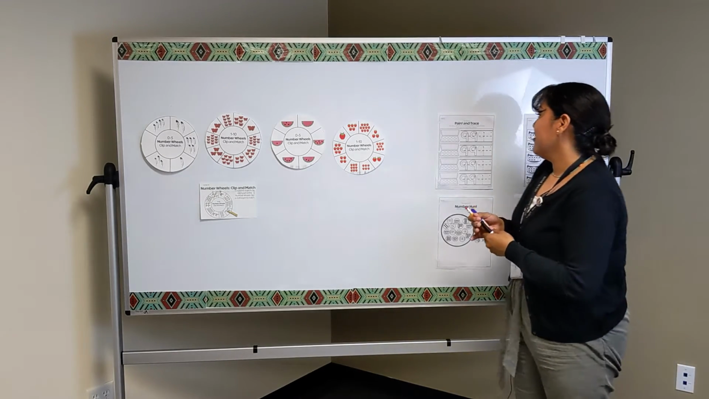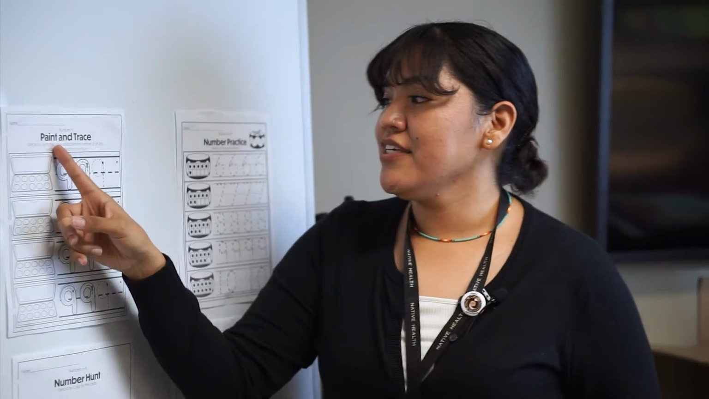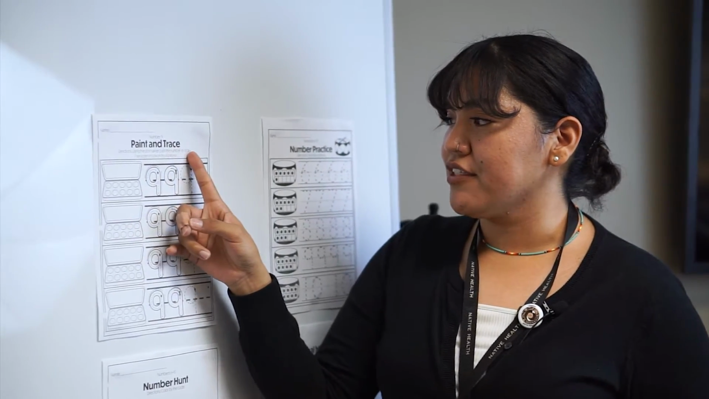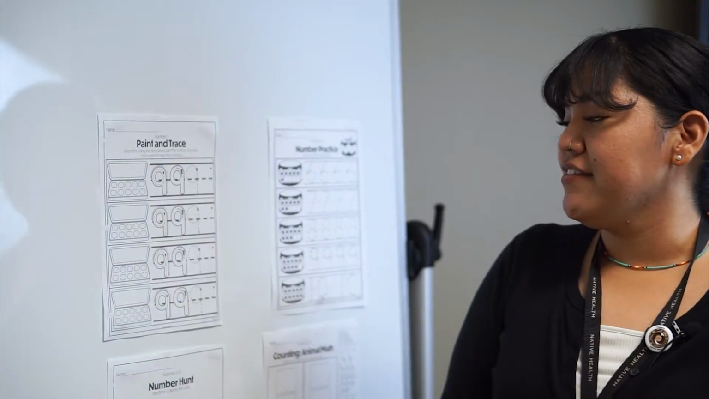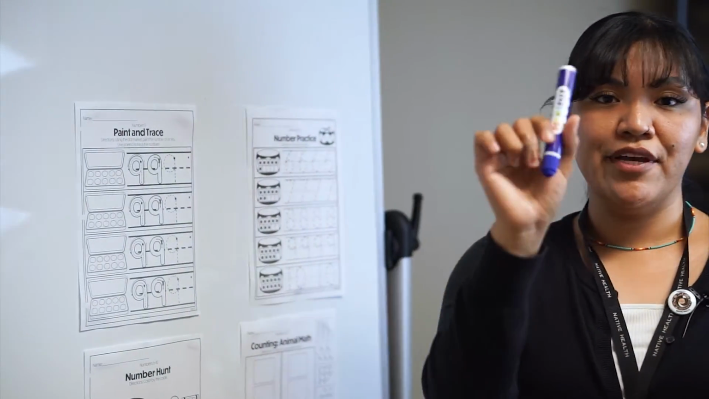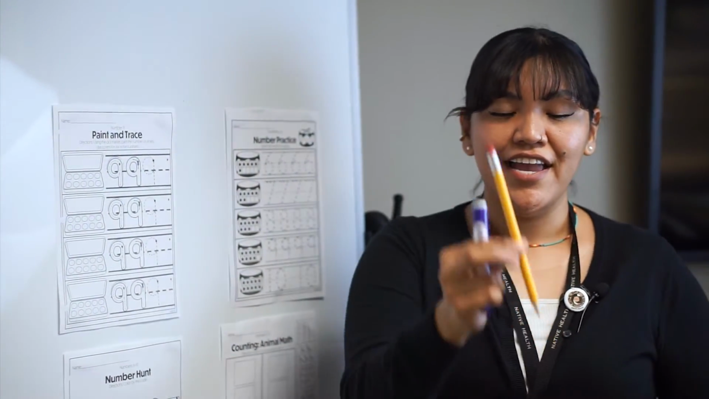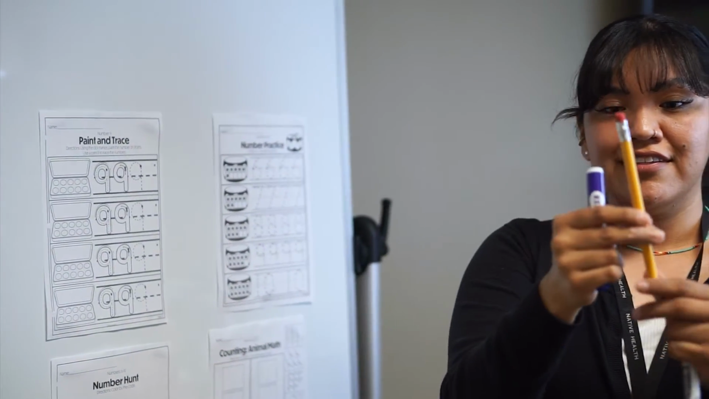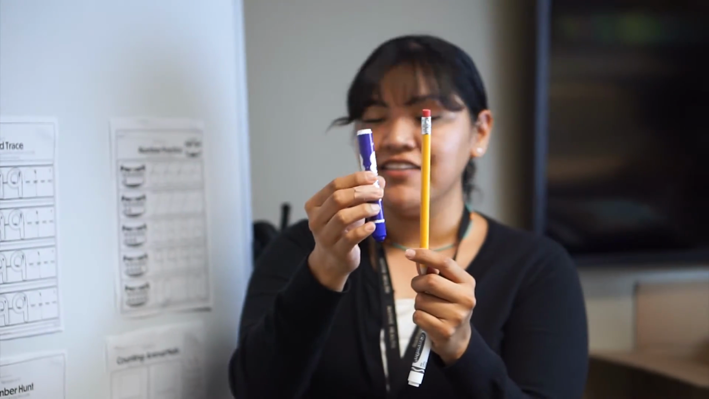All right, so the directions say, using the dot marker, paint the number of circles, use a pencil to trace the numbers. So we're going to be using our dot marker. Everyone go in your pencil box and get your dot marker and your pencil. All right, these are the 2 that you need.